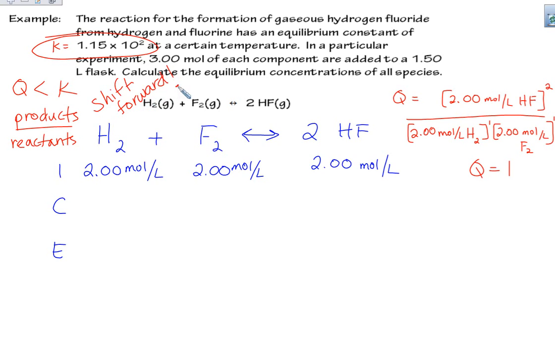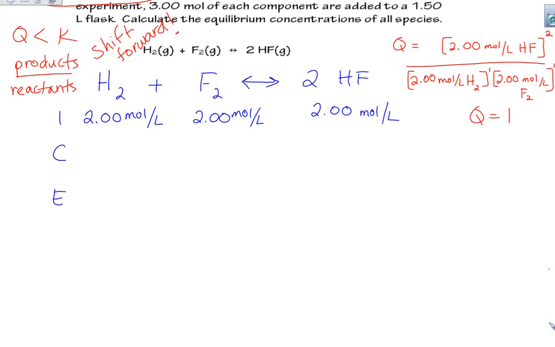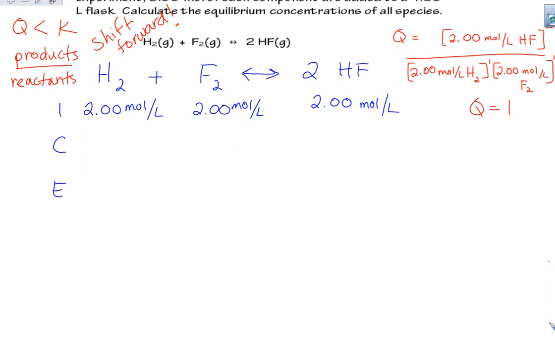Excellent. So we know we're shifting forward by comparing Q and K. However, we don't know by how much. We weren't given any equilibrium conditions. That's all right. We'll plug this in as x, right? We can do this. So we know we're shifting forward. The reactants are going to go down by x. Whoopsie, minus x.